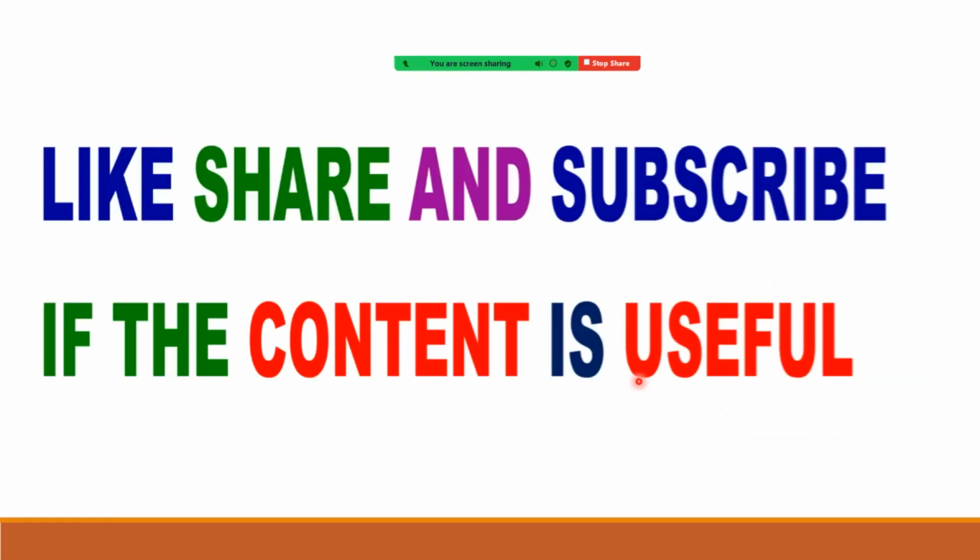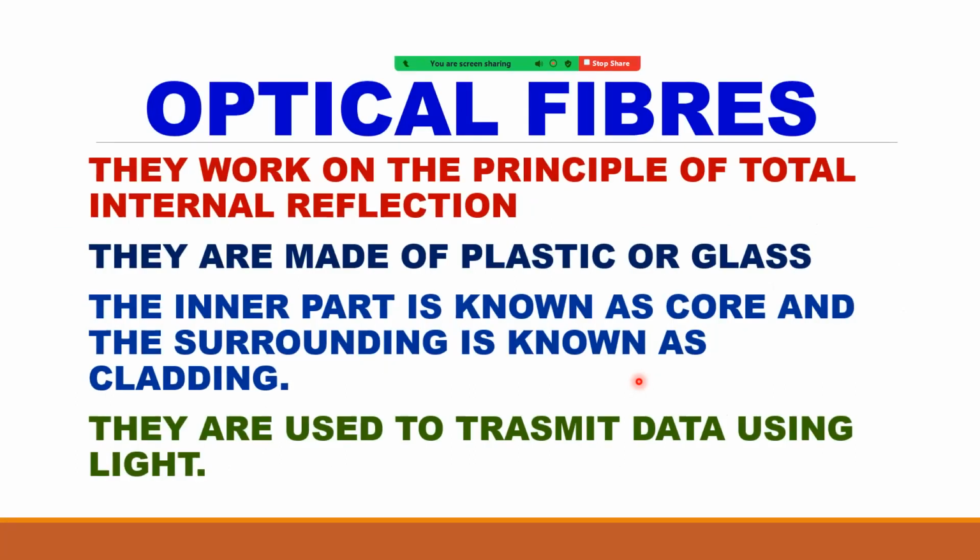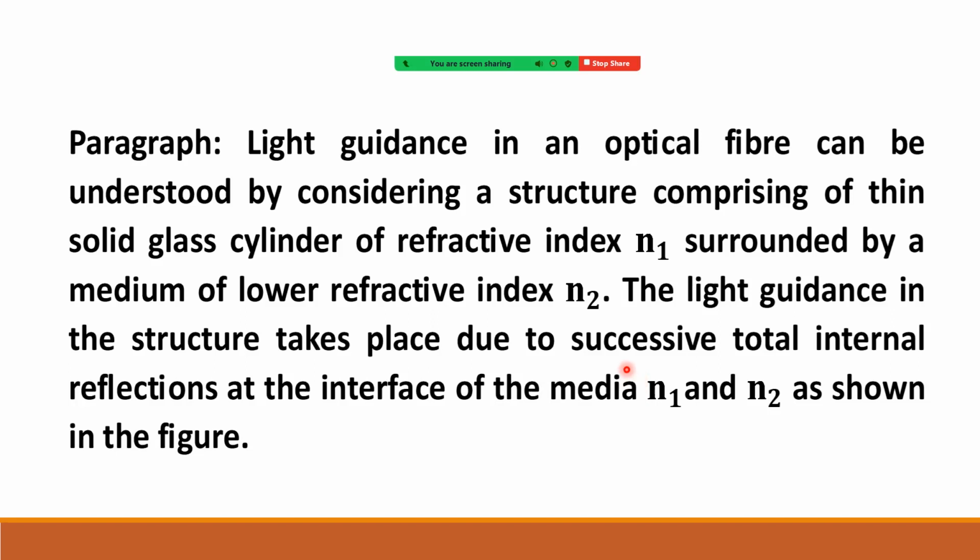Let us now focus on problems based on optical fibers. Now see the data given here. Light guidance in an optical fiber can be understood by considering a structure comprising a thin solid glass cylinder of refractive index N1 surrounded by a medium of a lower refractive index N2. Remember, this is the cladding, having lower refractive index, and the inner one is known as the core. The light guidance in the structure takes place due to successive total internal reflections at the interface of media N1 and N2, as shown in the figure.